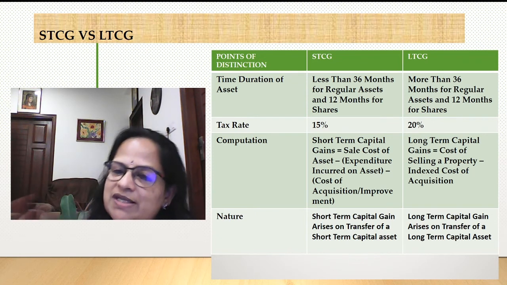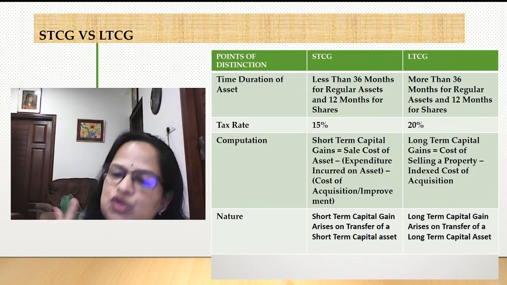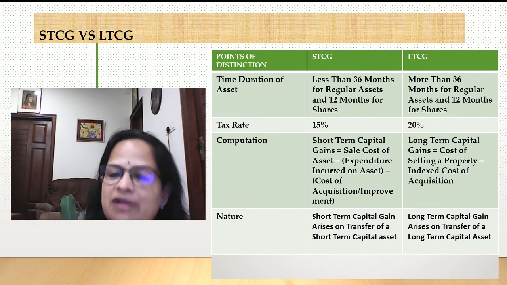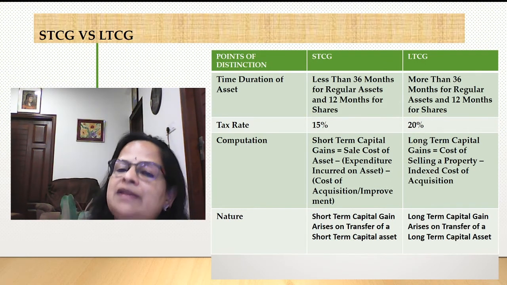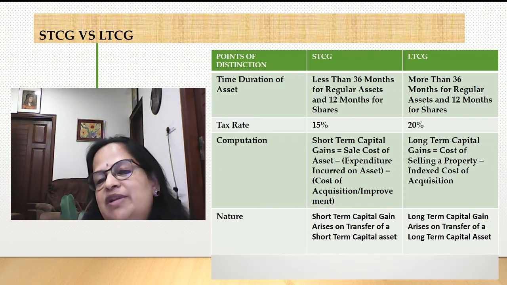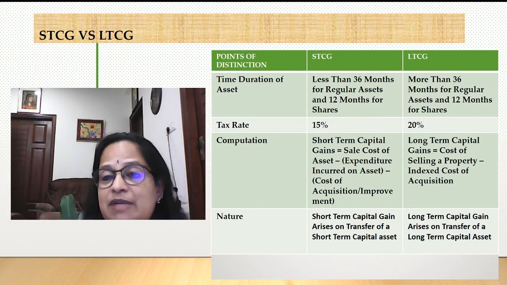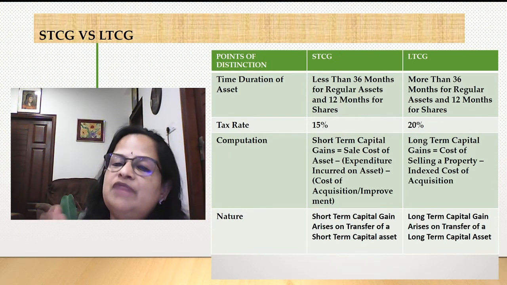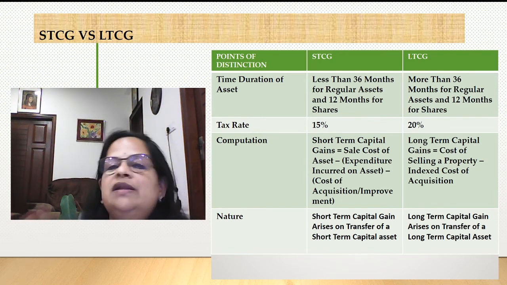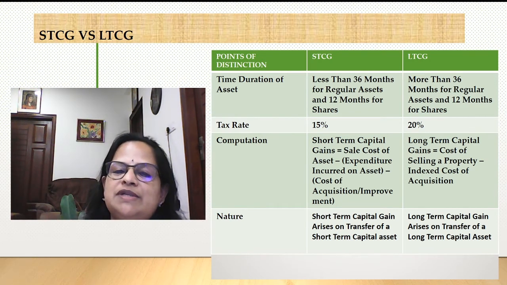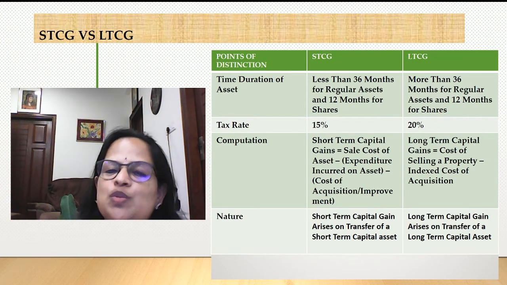The point of indexation is giving importance to two factors. One is the impact of inflation, and the other is the capital gain, where they want to give the maximum benefit to the taxpayer. Based on the inflation and the taxability of capital gain, we are doing the indexing. Indexing is possible for long-term capital gain. There is no indexing for short-term capital gain. That is why we take the actual cost price.